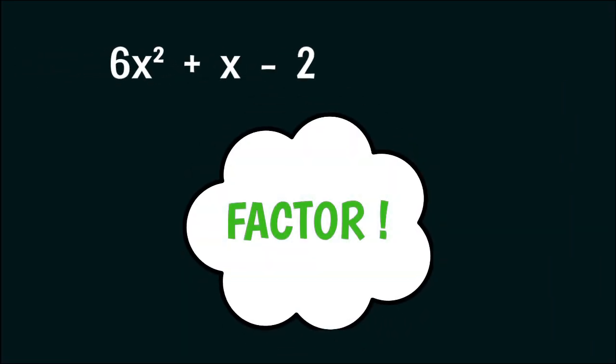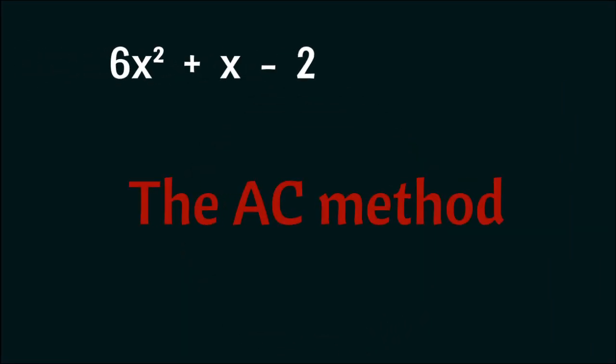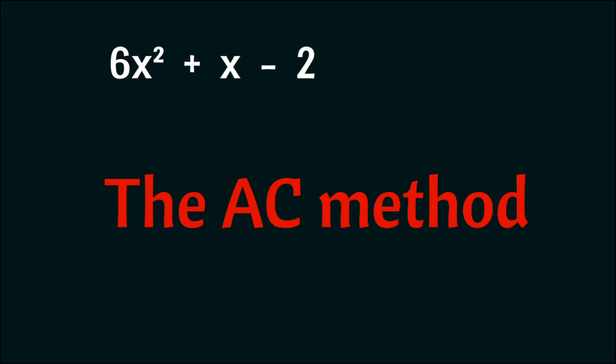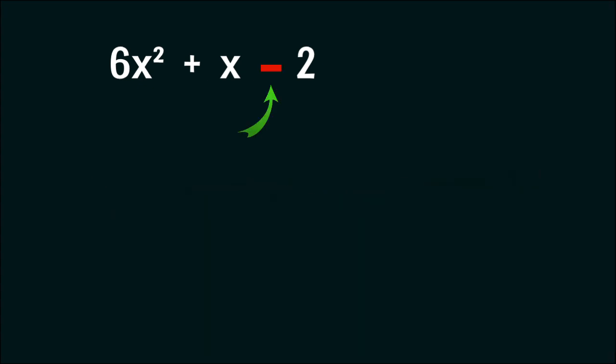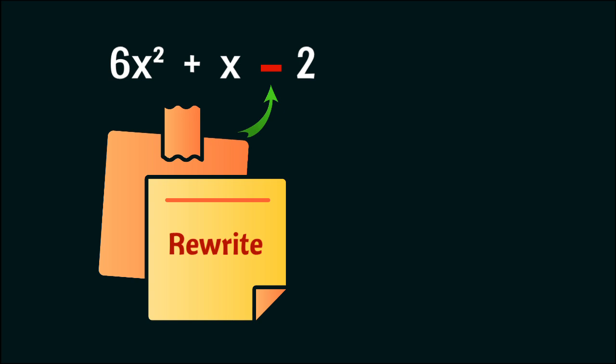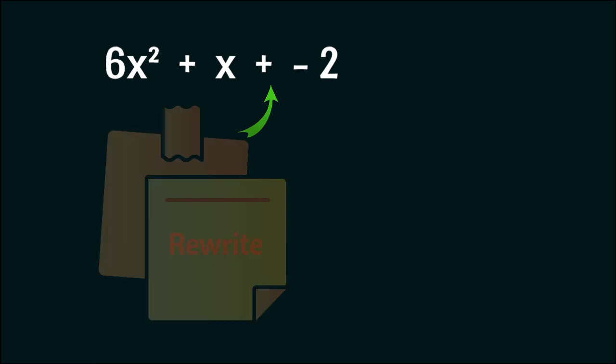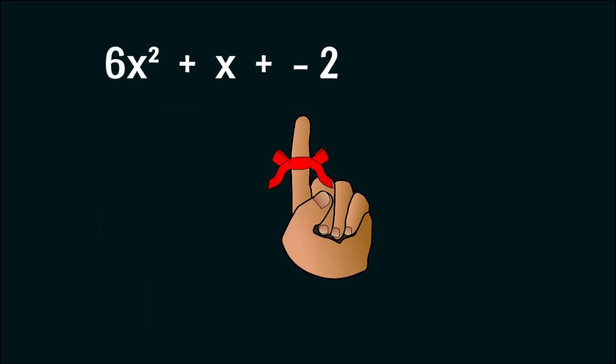Now let's look at another example. We want to factor 6x squared plus x minus 2 using the AC method. Now, anytime we have a subtraction sign in algebra, we can rewrite it as plus a negative. It helps us to remember that the negative sign always sticks to the number that follows it.